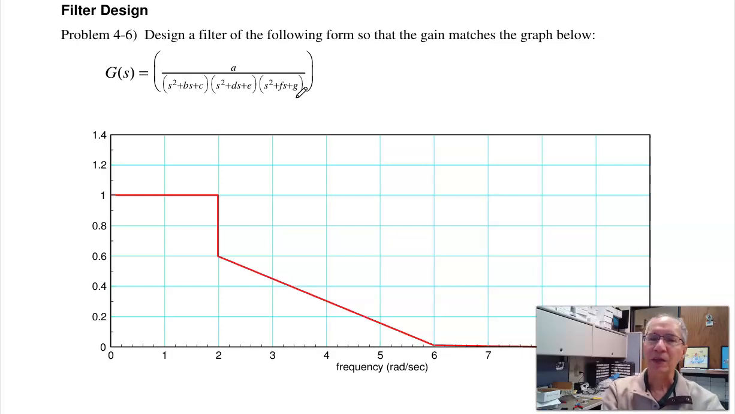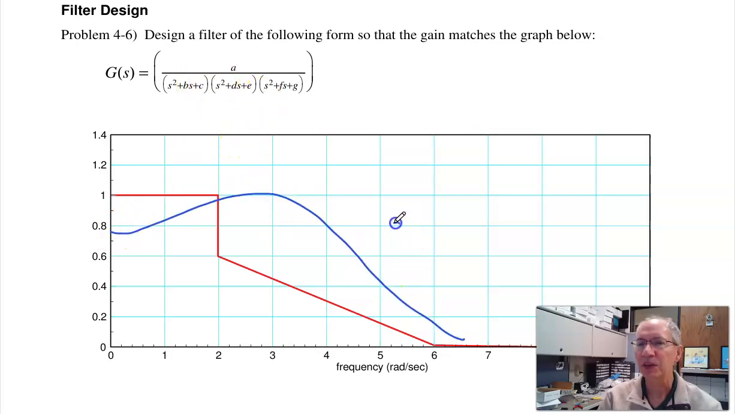Well, the power of Matlab, one of the powers of Matlab, is that if I know nothing about filter design, I can do a pretty good job designing filters using Matlab. And the trick is to use a function called fminsearch. What fminsearch does is it finds the minimum of a function. So I want to come up with a function where it tries to find the A, B, C, D, E, F, G to minimize something. So what I'm going to do is guess A, B, C, D, E, F, G. When I do that, it's going to come up with some function, G of S.